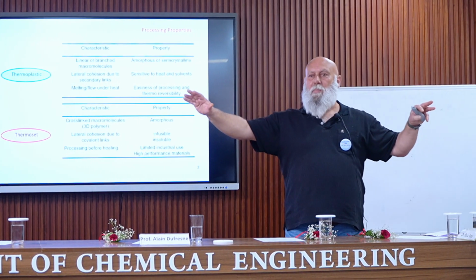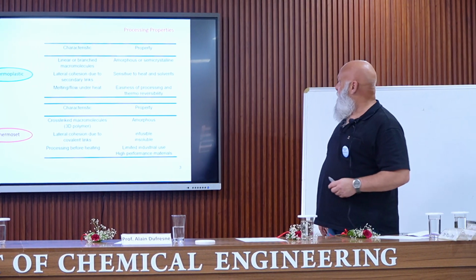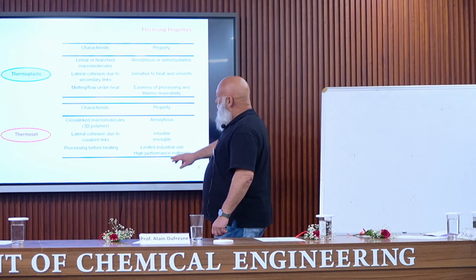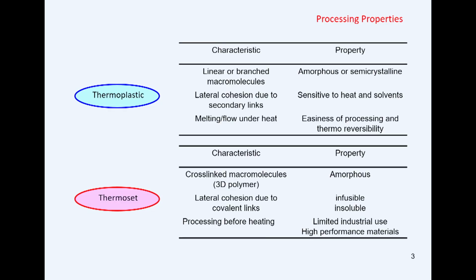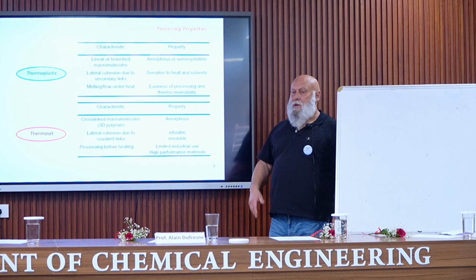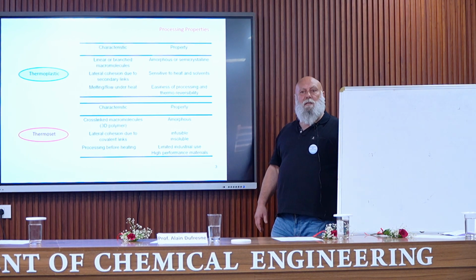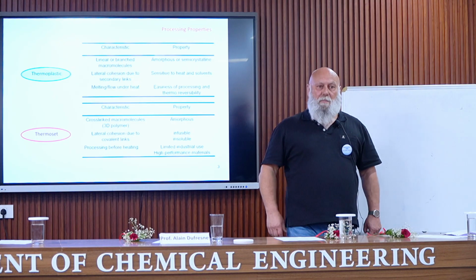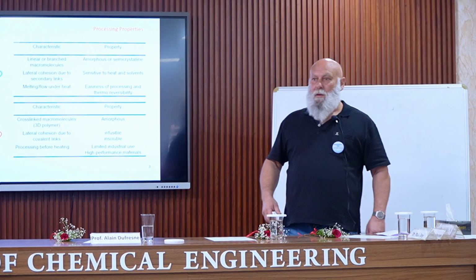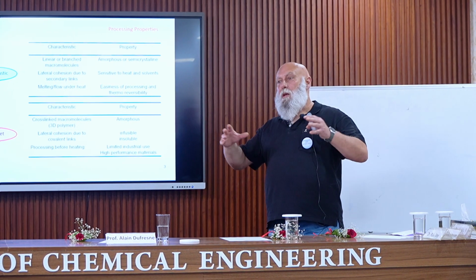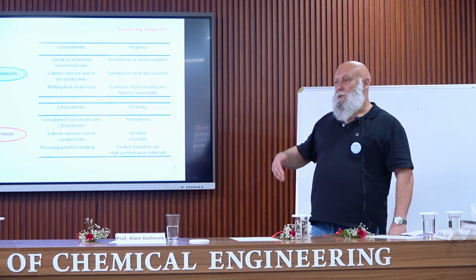Now for a thermoset polymer, the lateral cohesion results from covalent links, cross-linking, meaning that the material is infusible. When increasing the temperature, you cannot melt the material, you cannot obtain a liquid, and it is insoluble. When mixing a thermoset polymer with a solvent, the material can swell, but it cannot dissolve. And this swelling behavior can be used to determine the cross-linking density of cross-linked polymers.